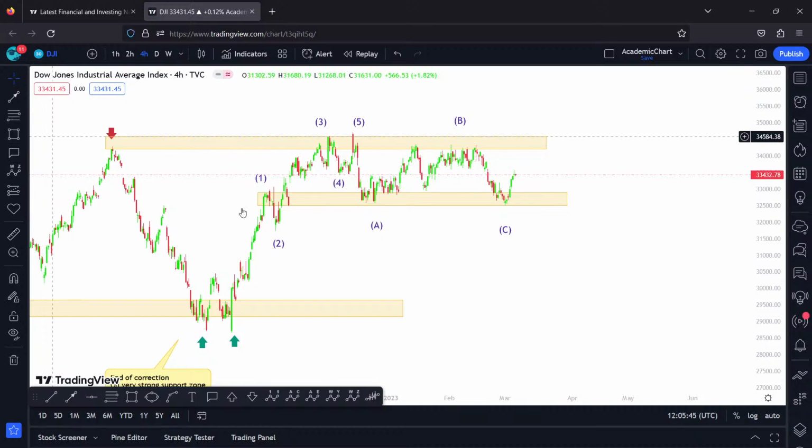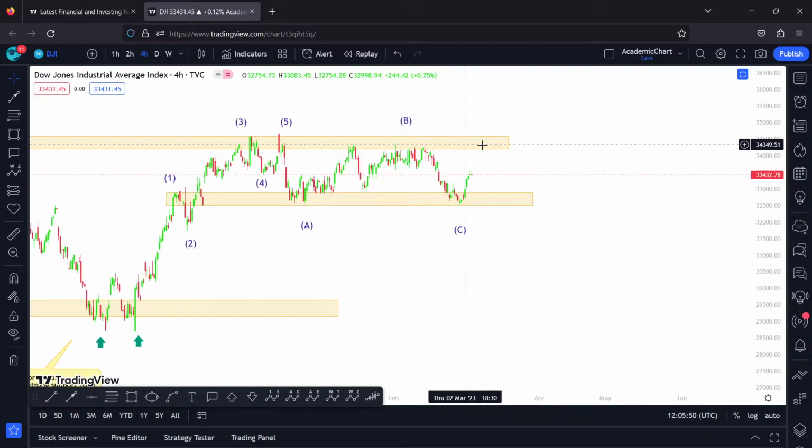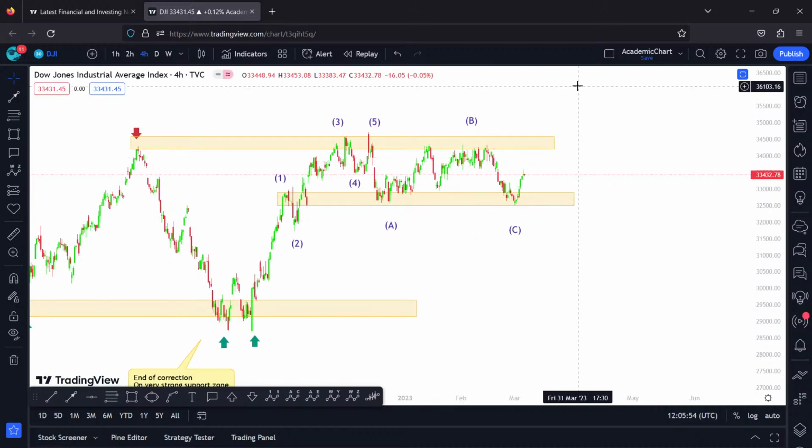I can show you. Okay, if it breaks, we know that someday in the future, in the long term, we analyzed that it is going to be an uptrend. This level is going to be broken. But when that happens, when is the target? I would like to talk about the target.